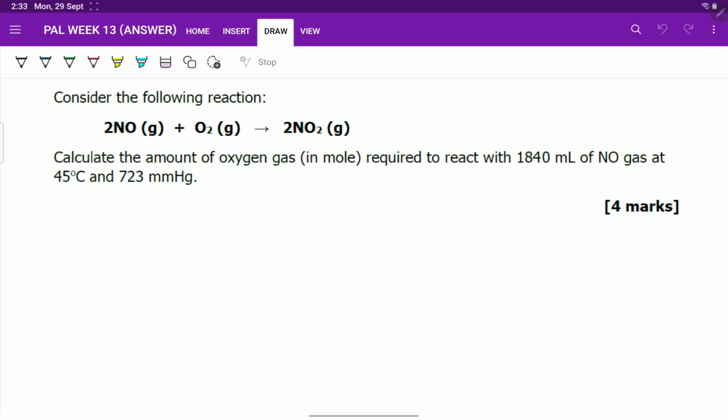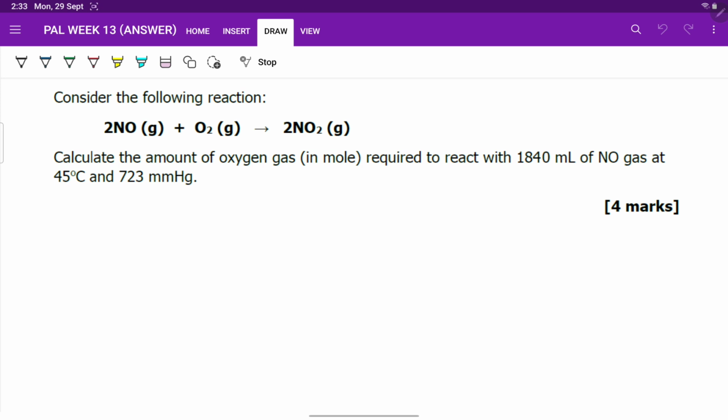Now, let's take a look at the question. Consider the following reaction: 2NO gas plus O2 gas to produce 2NO2 gas. Calculate the amount of oxygen gas, in mole, required to react with 1840 ml of NO gas at 45 degrees Celsius and 723 millimeter mercury.